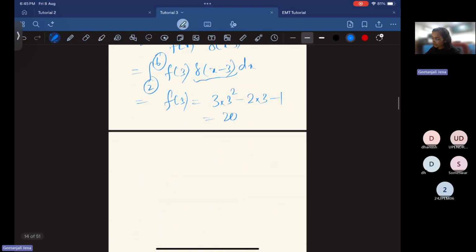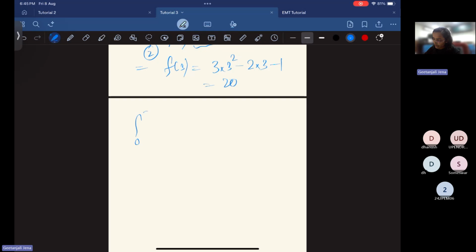Let me know what will be the answer for the second part. For the second part, you have the integral from 0 to 5 of cos x delta x minus pi dx. So these are easy. You just need to put the value for the Dirac delta function. Yes, you are correct. This will give minus 1. So f of x is cos x here, and the non-zero value will occur at pi, which is within the limit of 0 to 5. So this will be cos pi, which is minus 1.